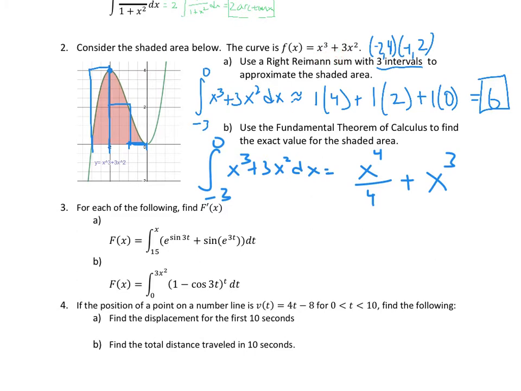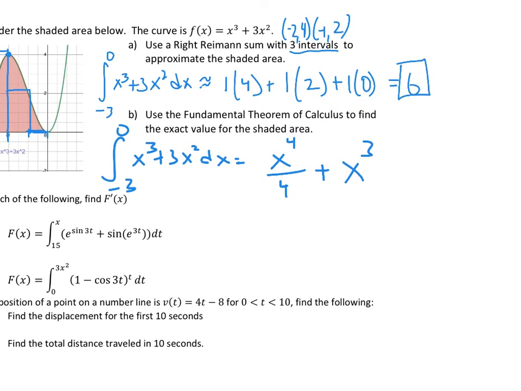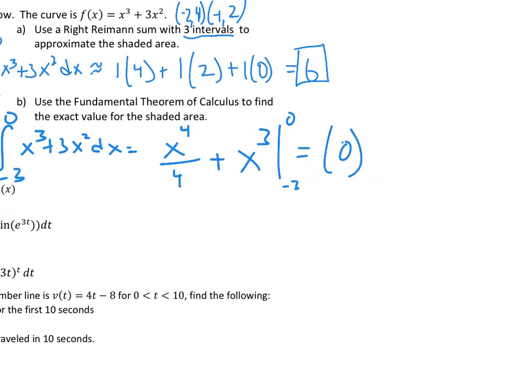All right. So we're going to evaluate that from -3 to 0. And so we're going to plug in 0, and we get 0 plus 0, which is 0. Going to plug in -3, that's minus. Okay, FTC1 says evaluate the right and then subtract the evaluation from the left. And we get 81 fourths plus -27.